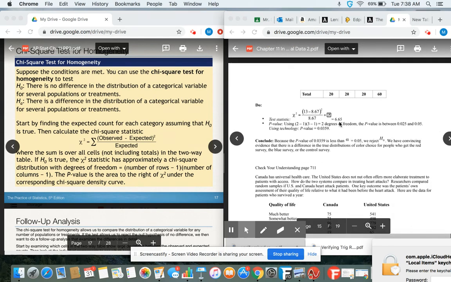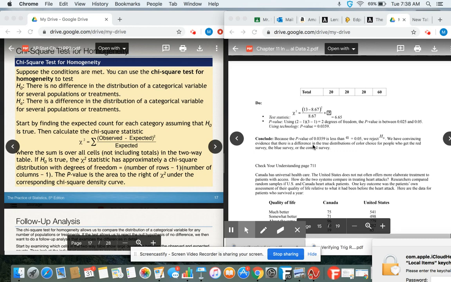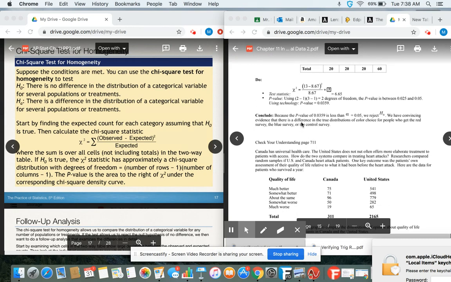We got the chi-square test statistic. Remember, to get your p-value, the calculator would give that to you, but if you had to find it another way, degrees of freedom right now is the number of rows minus 1 times the number of columns minus 1. Okay? And we can make our conclusion here.